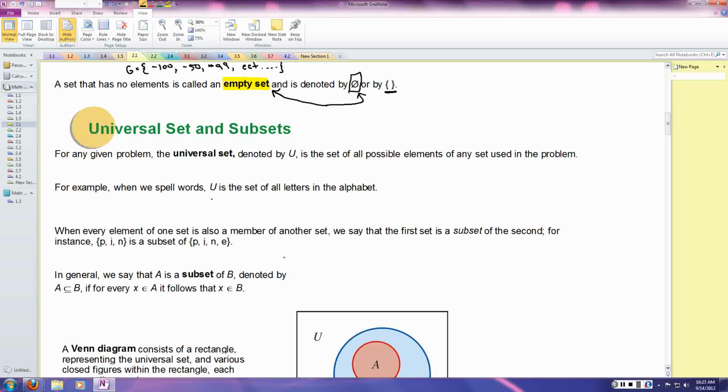The next thing we'll talk about is universal sets and subsets. In any given problem, you're going to have a universal set. What that means is it's the set of all possible elements used in the problem.